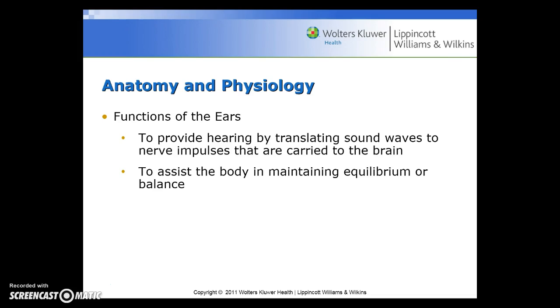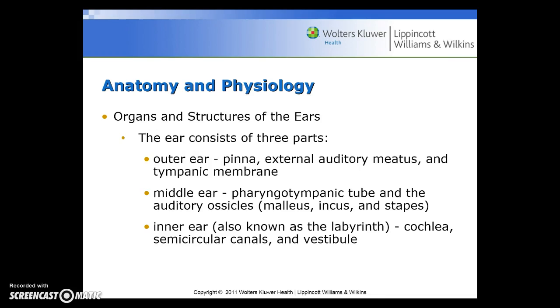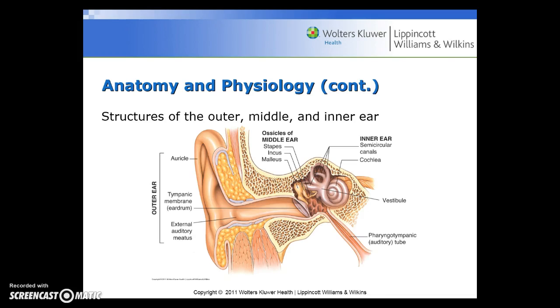So we'll move to the functions of the ears: to provide hearing by translating sound waves to nerve impulses that are carried to the brain, and to assist the body in maintaining equilibrium or balance. The ear consists of three parts: the outer ear, the middle ear, and the inner ear. The outer ear is the pinna, the external auditory meatus, and the tympanic membrane. The middle ear is the pharyngotympanic tube and the auditory ossicles, the malleus, the incus, and the stapes. The inner ear, also known as the labyrinth, is the cochlea, the semicircular canals, and the vestibule.